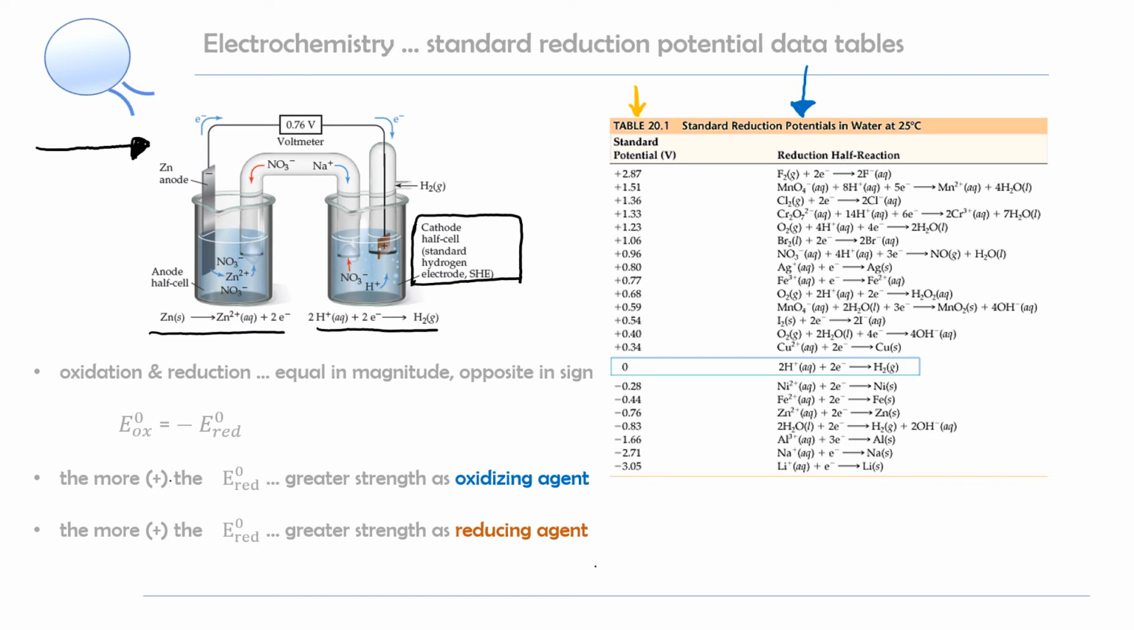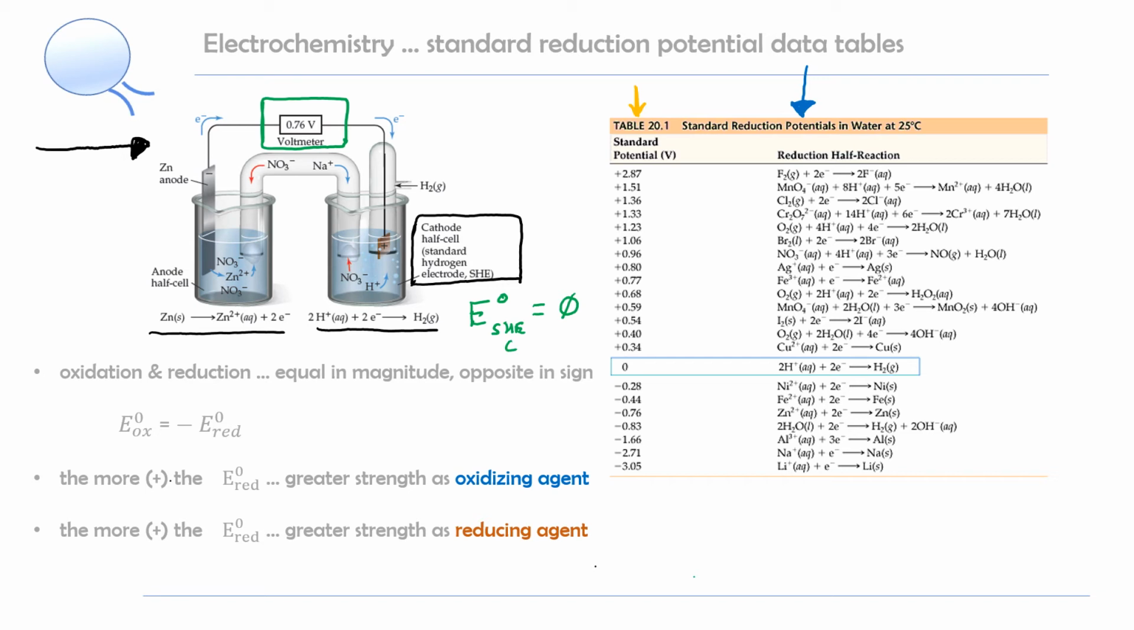In this case, zinc is being oxidized to zinc plus 2 and 2 electrons. The electrochemical cell records a value of 0.76 volts. We are going to define the cell potential of the standard hydrogen electrode. This is by definition going to be 0, so this is at the cathode.